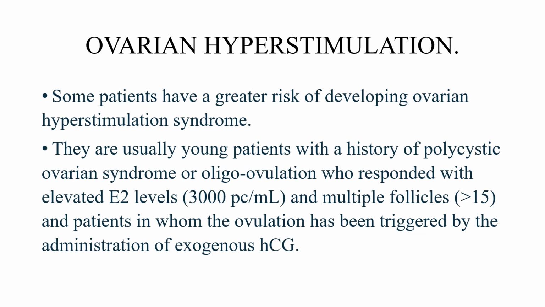Some patients have a higher or a greater risk of developing the syndrome. These are usually young patients with a history of polycystic ovarian syndrome or oligoovulation who responded with elevated E2 levels and multiple follicles, and patients in whom the ovulation has been triggered by the administration of exogenous human chorionic gonadotropin. E2 level means estradiol levels.